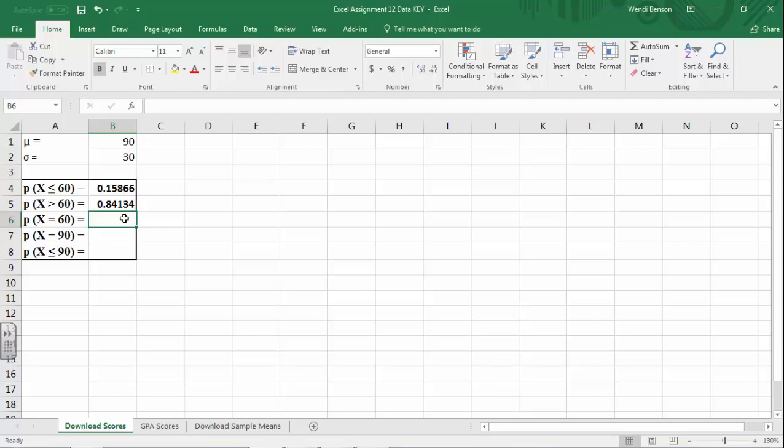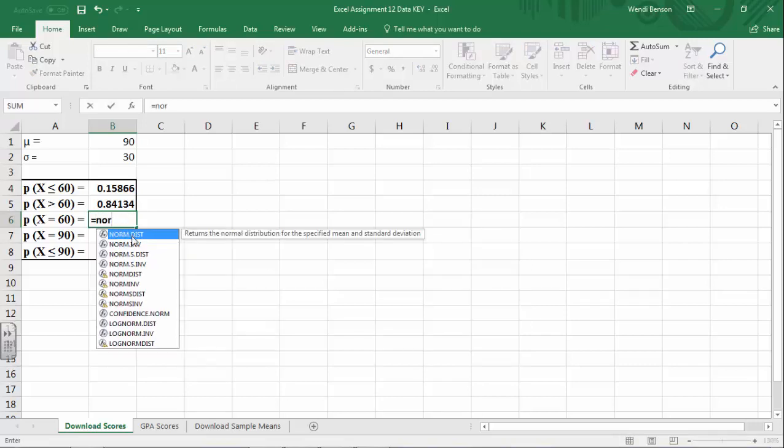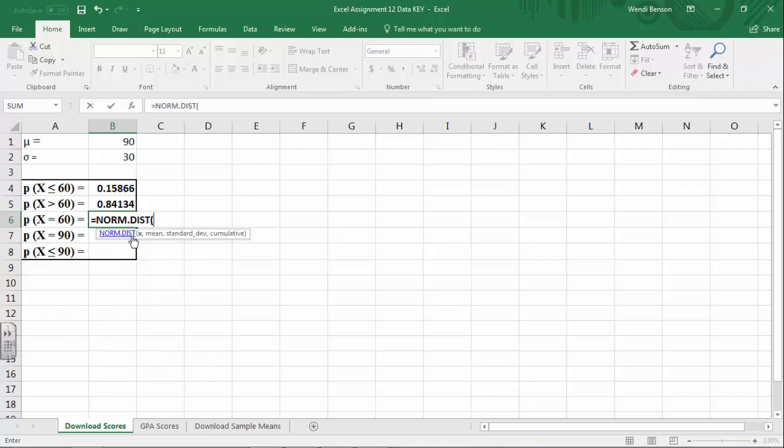All right, now let's move on to figuring out the probability of exactly 60-second download speed for that device that he uses in the demo. So we go equals, go to norm.dist, double click it, type in 60 for x, comma, highlight the mean, comma, highlight the standard deviation, comma, and this time we're going to say false. So double click false, hit enter.